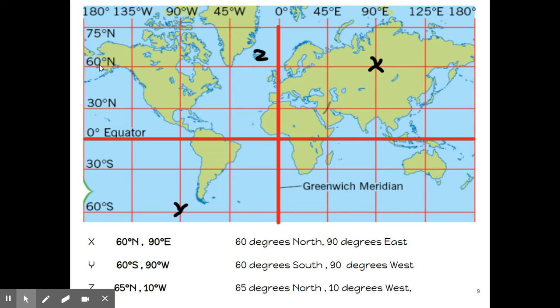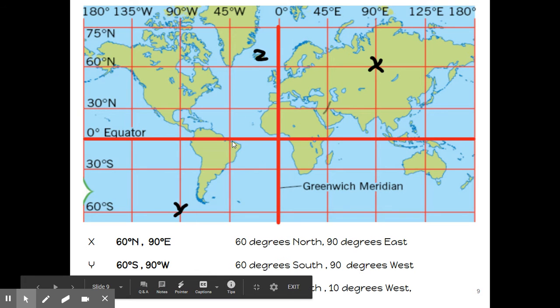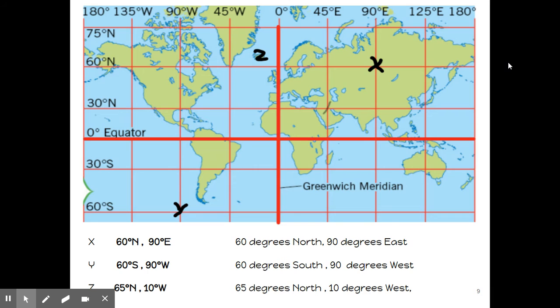So let's guess where I am. So I'm above 60, but I'm below 75. So I reckon I'm on about a 65 degrees north line there. And here I'm probably about 10 degrees west. So my coordinate is 65 degrees north, 10 degrees west.